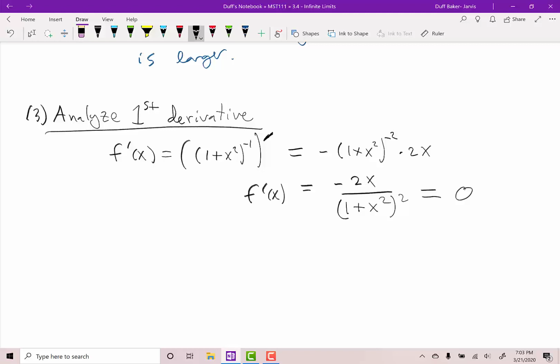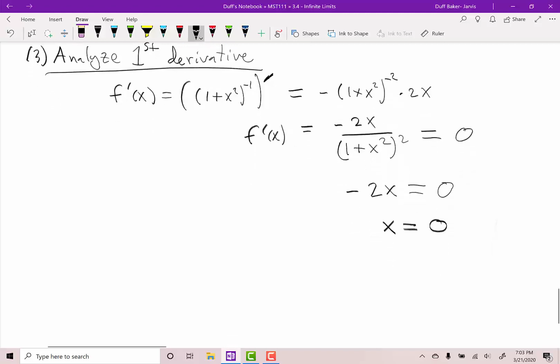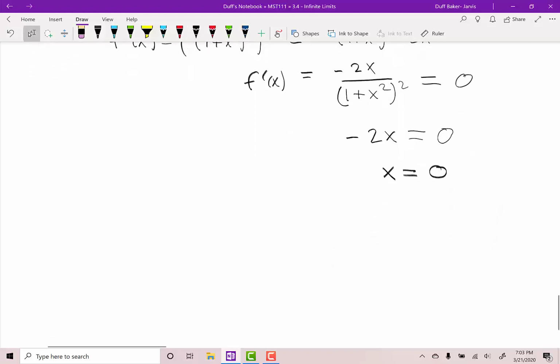And whenever you have a fraction equal to 0, the only way that can happen is if the numerator is 0. So we can immediately jump to just setting the top equal to 0, which means our only critical point is 0 itself. Okay, and so now remember that the easiest way to do this is if you draw a number line, put your critical points on the number line, and then test the value of the derivative on either side. So I'm just going to choose 1 to the right and minus 1 to the left.